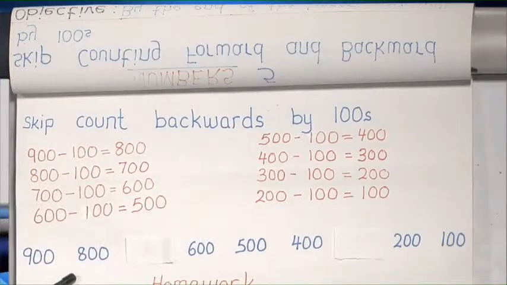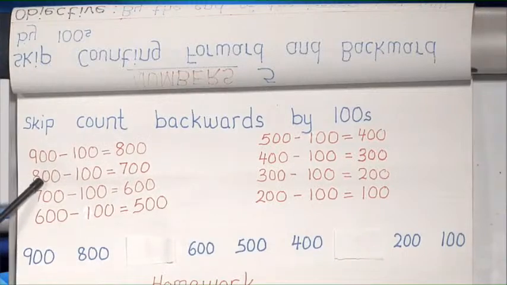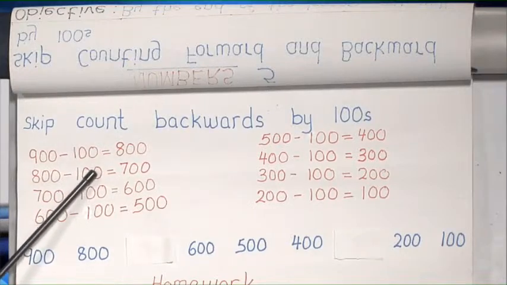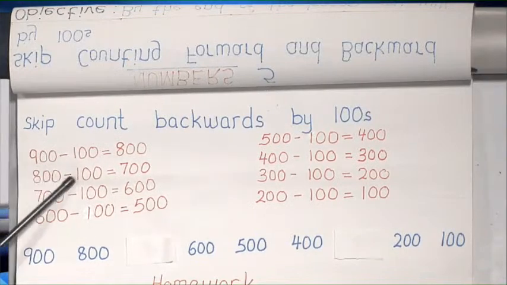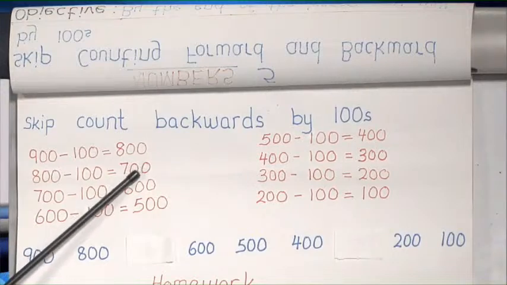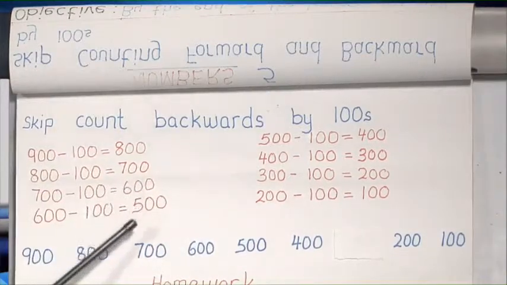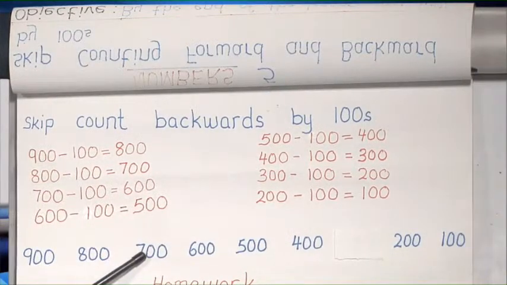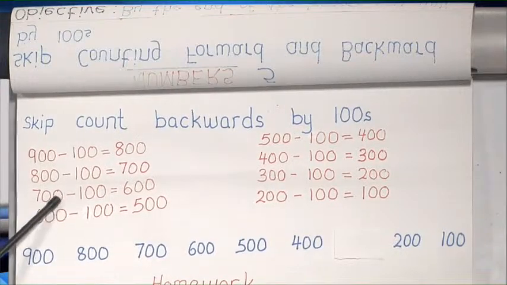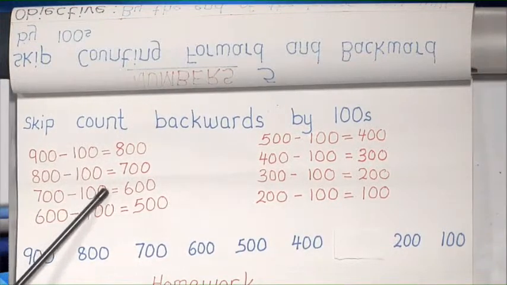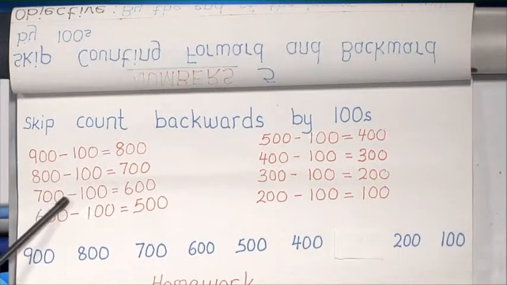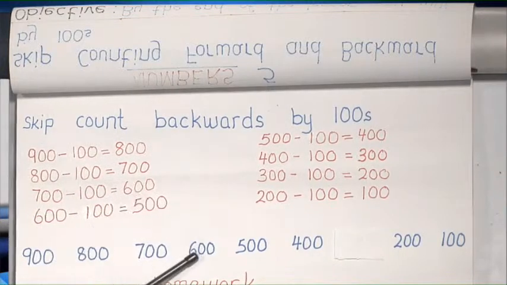Aha, 800 is there. You've seen it. So this 800, it means for the next one, we are supposed to subtract 100 from this 800 to get what? 700. So let's find out whether 700 is there. 700 is there. So this 700, we also have to subtract this 100 from 700. And we will get what? 600. That is why 600 is there.